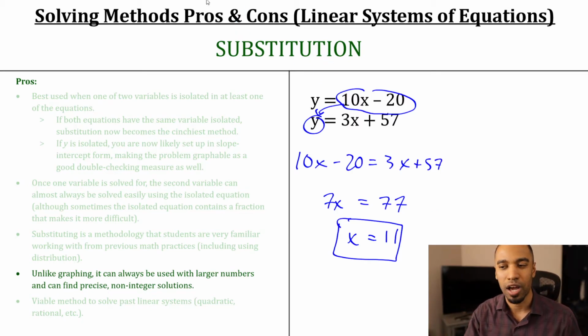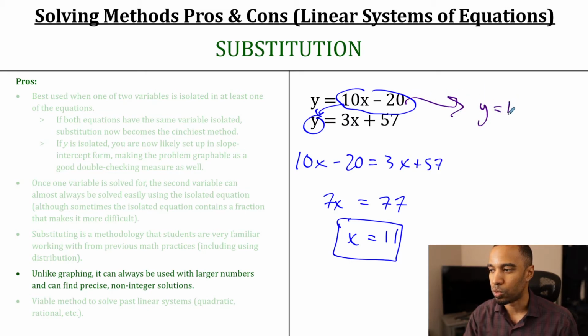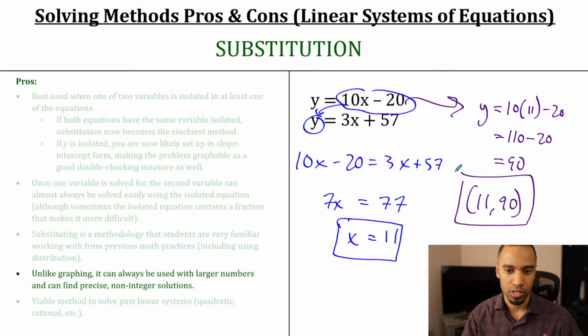So I go back to one of the awesome pros with this: substitute this back into the isolated equation. There are two isolated equations. Substitute this into an isolated equation. Let's use the top one. Y equals 10 times 11 minus 20. 110 minus 20 is 90. So I get my final ordered pair, 11, 90. That is where those two lines intersect.